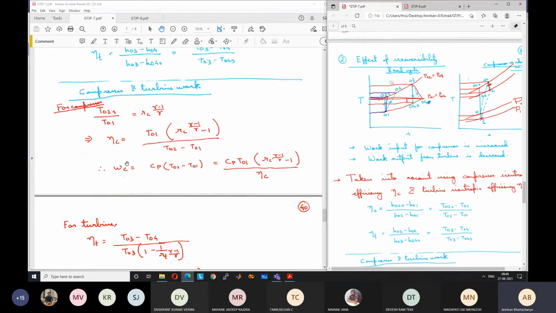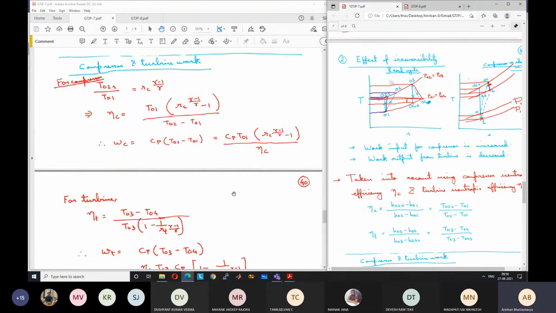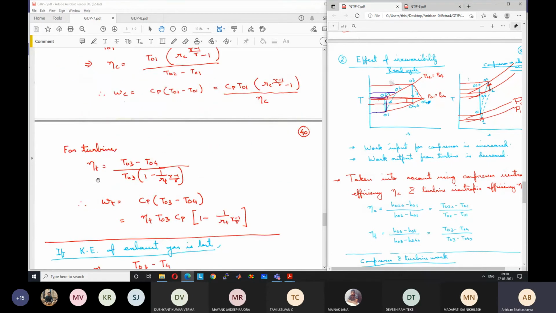So work input to the compressor can be calculated like this. Obviously, you can see that if eta C decreases, meaning if the efficiency decreases, the work input increases for the compressor. Exactly similar analysis you can do for the turbine. Eta T is equal to T03 minus T04 by T03 minus T04S, which we can write as T03 minus T04 by T03 if you take common, 1 minus T04S by T03. What is T04S by T03? It is 1 by RT to the power gamma minus 1 by gamma, where RT is the pressure ratio across the turbine.